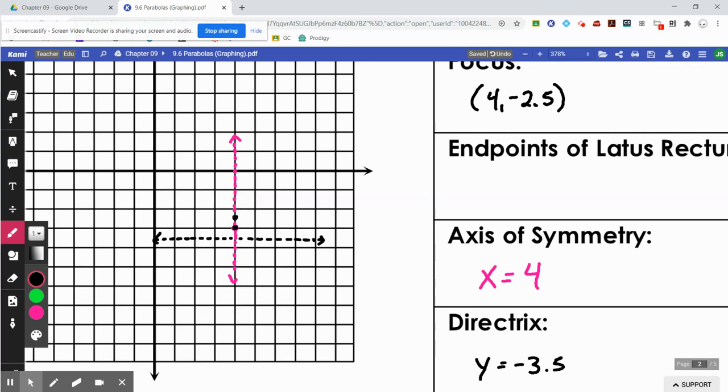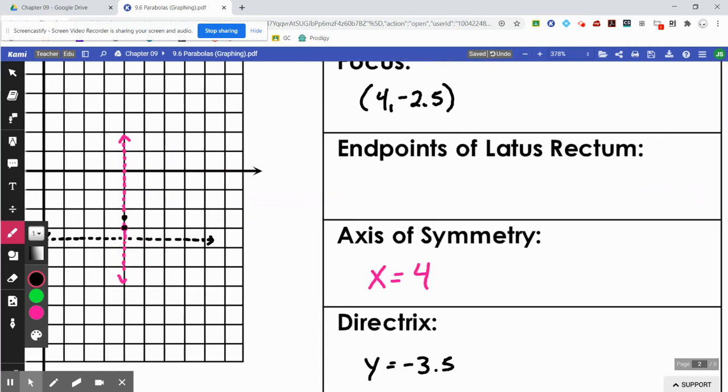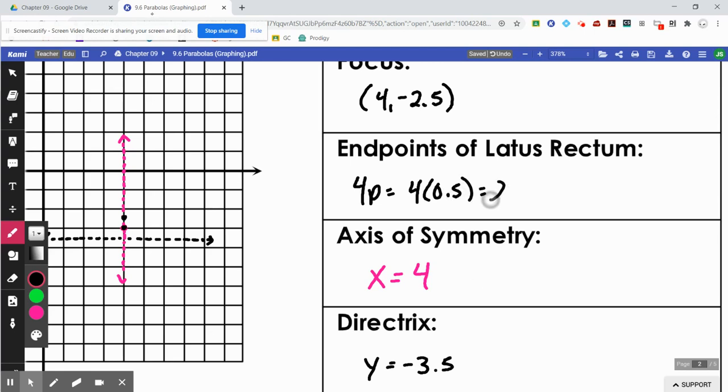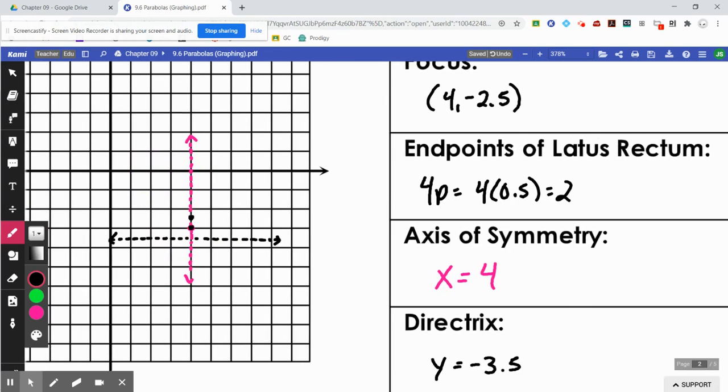Your latus rectum is going to have a length of 4 times p. Since our p-value was 0.5, 4 times 0.5 has a length of 2. And that distance goes through, again, your focus. So on each side of the focus, you're going to have half of that. So 1 to this side, 1 to this side, and there's what your parabola is going to look like.